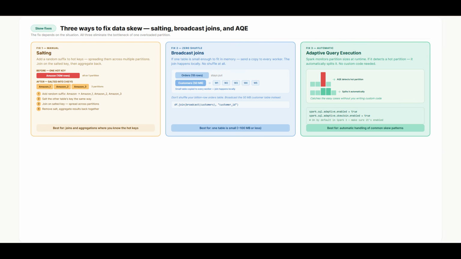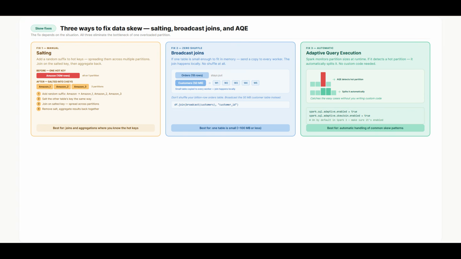Salting is the classic technique. You artificially add a random suffix to your hot keys. So customer ID Amazon becomes Amazon_1, Amazon_2, Amazon_3. This spreads the data across multiple partitions. You do your join or aggregation on the salted key, then aggregate the results back together afterwards. Extra step, but it eliminates the bottleneck.